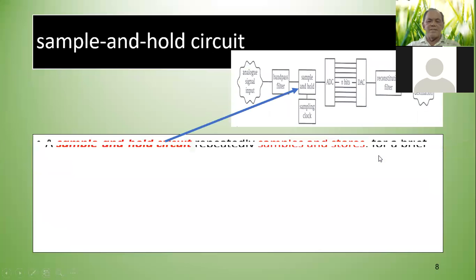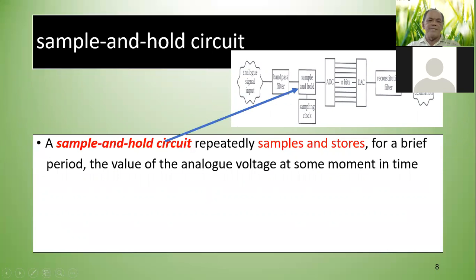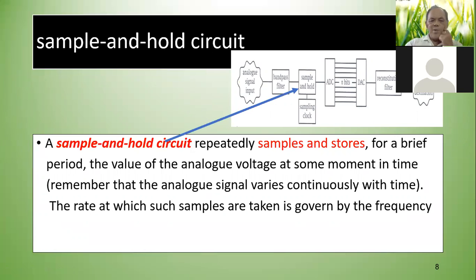Sample and hold circuit. Repeatedly sample and stop for a brief period. The value of the analog voltage at some moment in time. Remember, the analog signal varies continuously with time. The rate at which such samples are taken is governed by the frequency of the sampling clock.